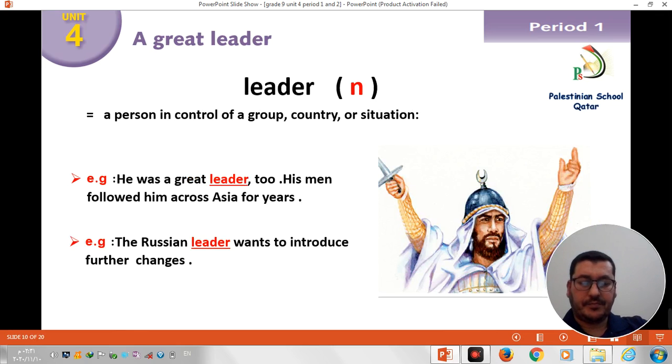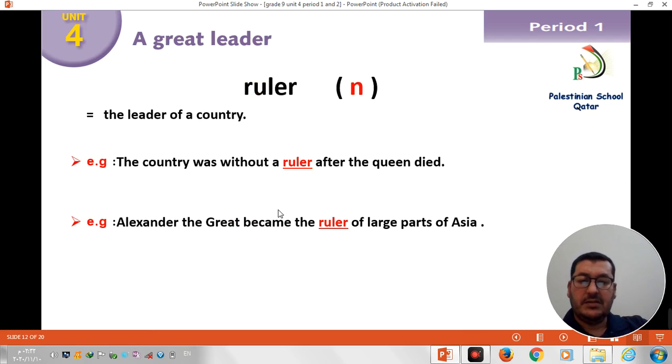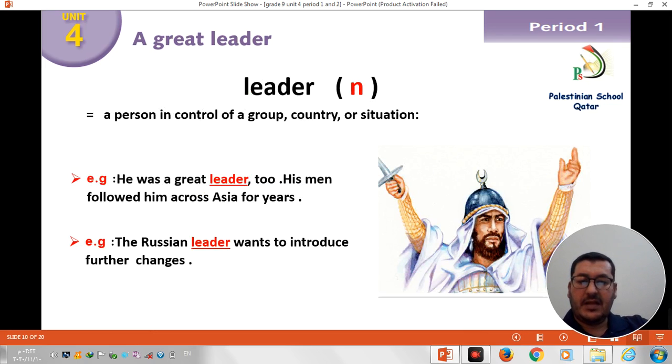Leader. Leader is a noun, a person in control of a group, country or situation. He was a great leader too. His men followed him across Asia for years. The other example, the Russian leader wants to introduce further changes.